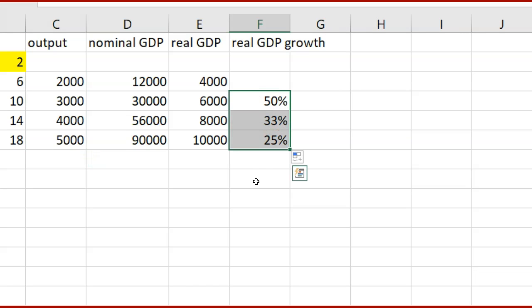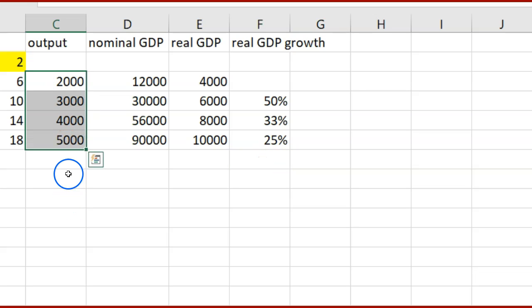Why is that the case? Because when we're calculating our percentage change, the numerator, the change in real GDP, is constant, but the denominator is getting larger and larger. It's 4,000, 6,000, 8,000, and so on. So the growth rate is falling, even though the quantity of output is increasing at a constant rate. Okie doke. So that's that.